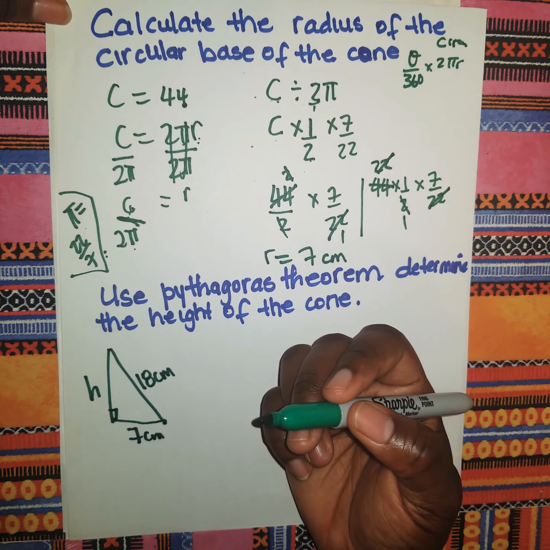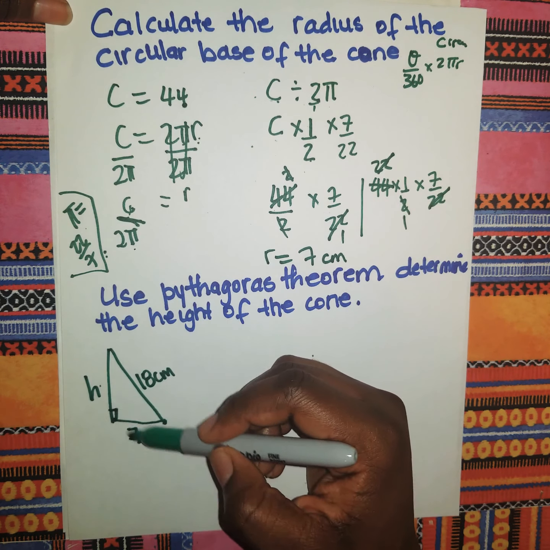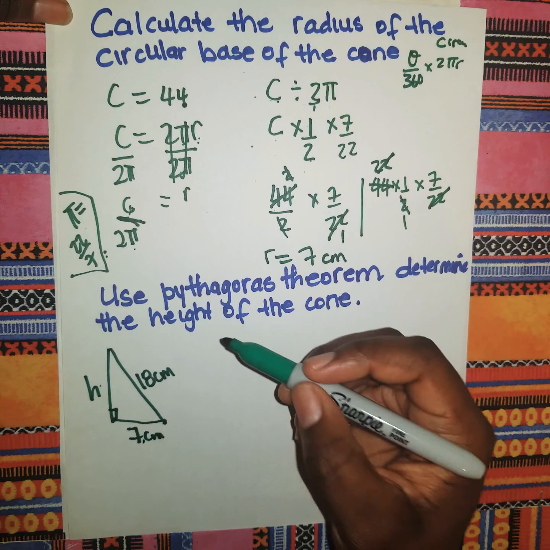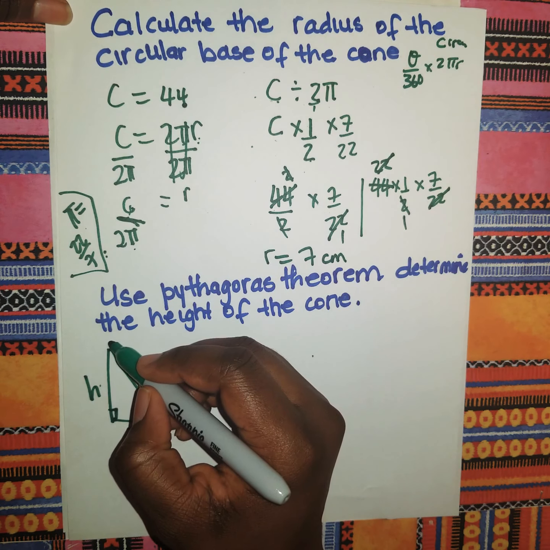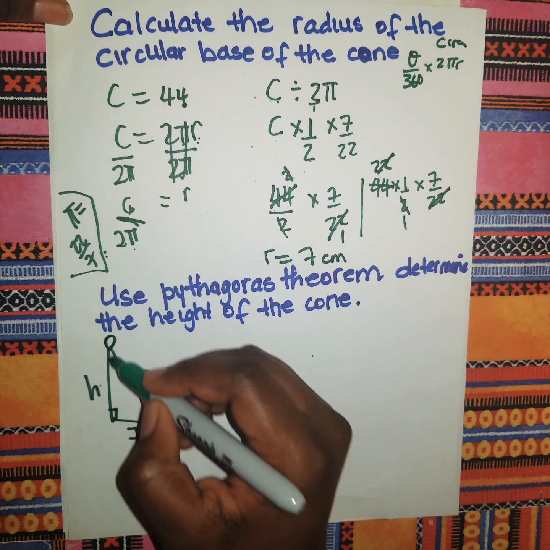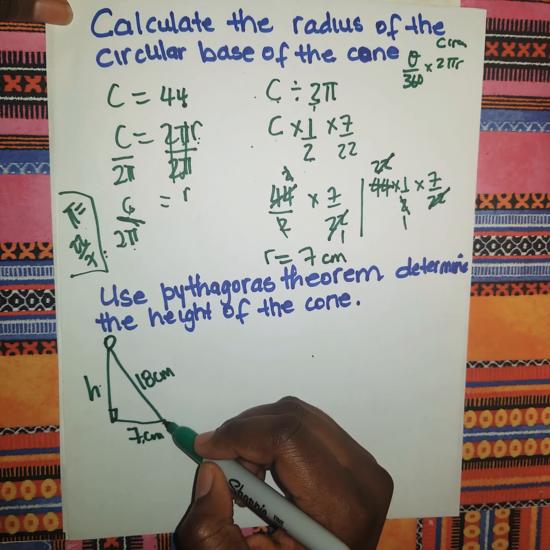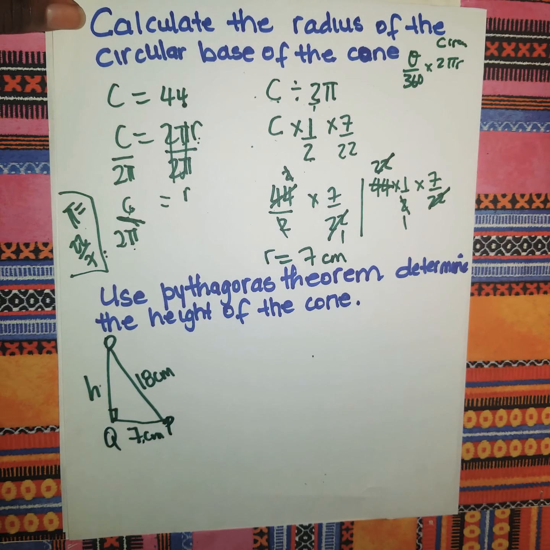And we know Pythagoras theorem says the length of the two short sides squared, if you add them, you should get the length of the longest side. So I'm going to give this a labeling. I'm going to put O here, P here, and Q here.